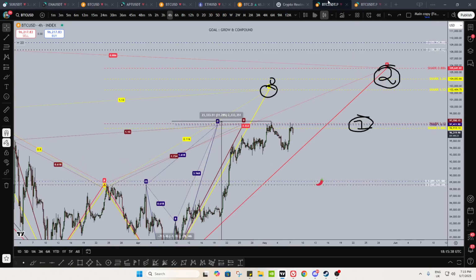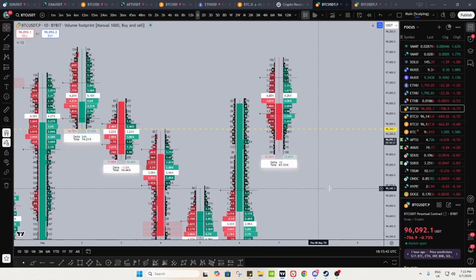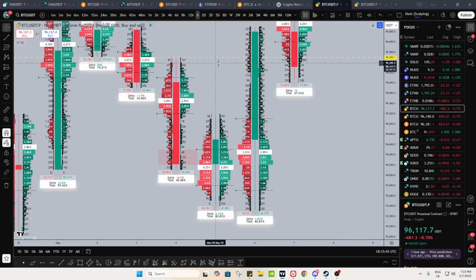We can aid this by looking now at actual footprint charts, right? If we take a look at the footprint chart, this pre-FOMC candle was very, very good, right? In the sense that if you take a look at how much total volume was transacted in this candle, 82.87k, right? That's over the course of the last day.